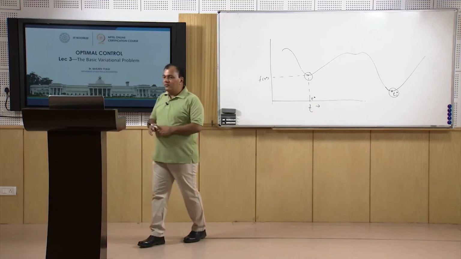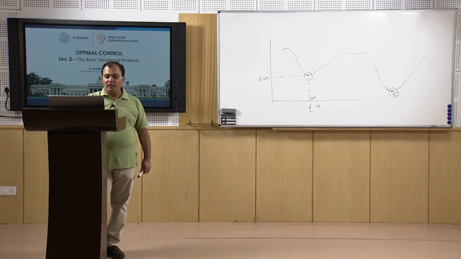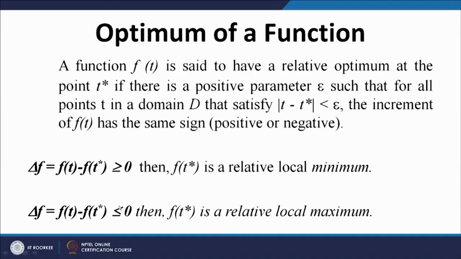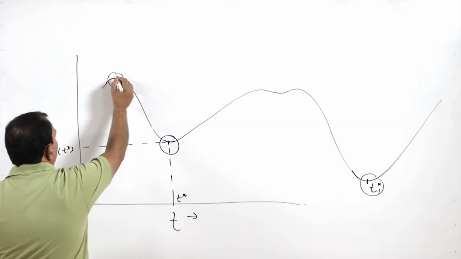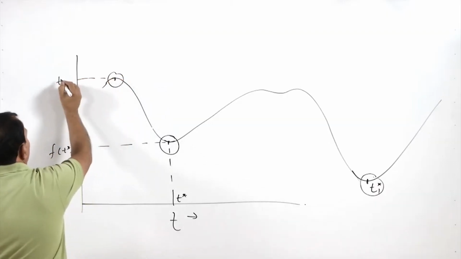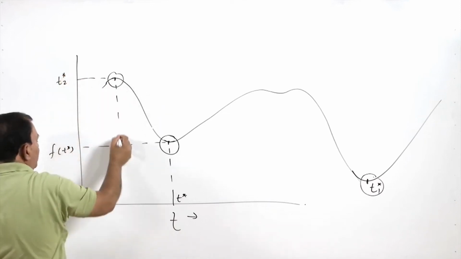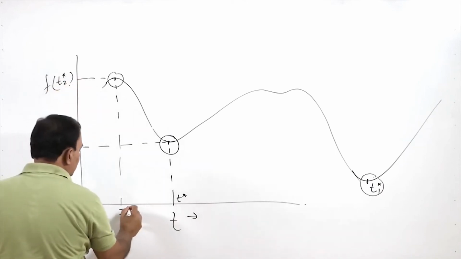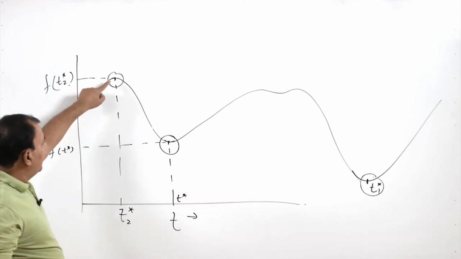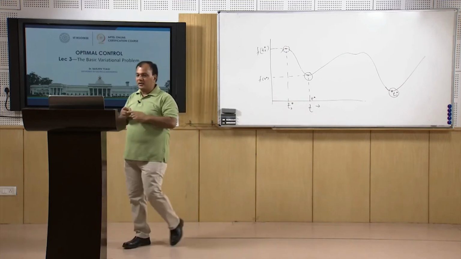The same analogy we can apply to define a local maxima, but in this case f(t) minus f(t star) will be less than 0, because at any optimum point, say t2 star, f(t2 star) is this. So, at this point if I select any point, that always gives me a negative value for the increment.